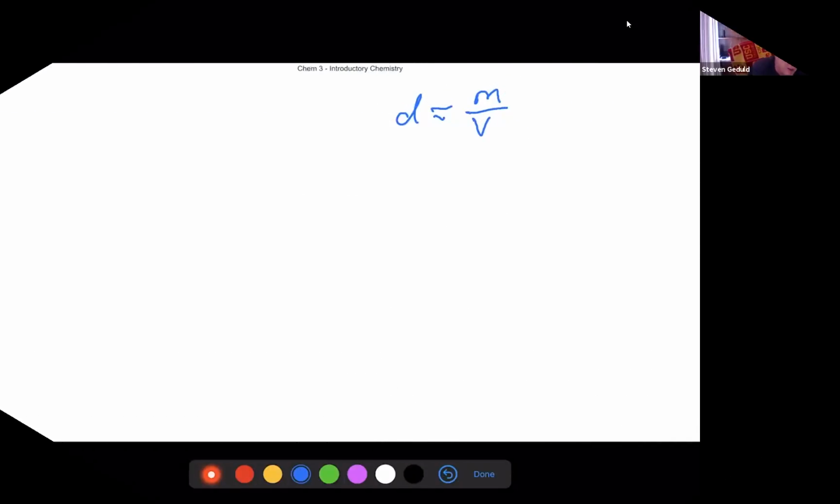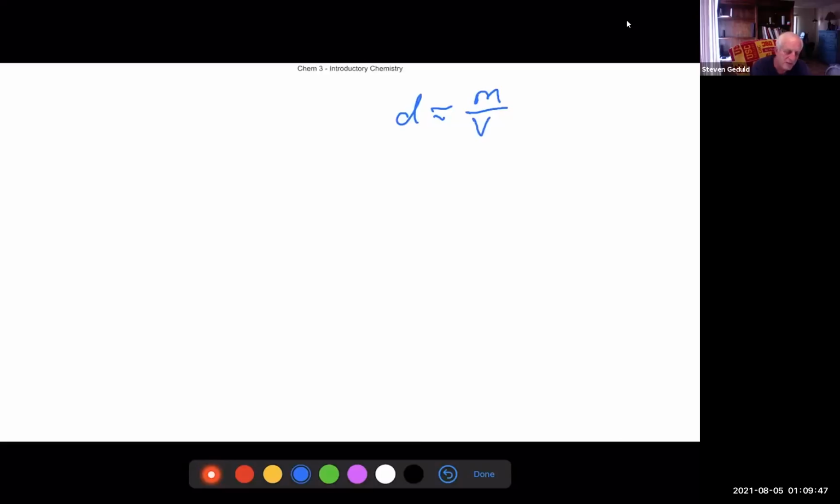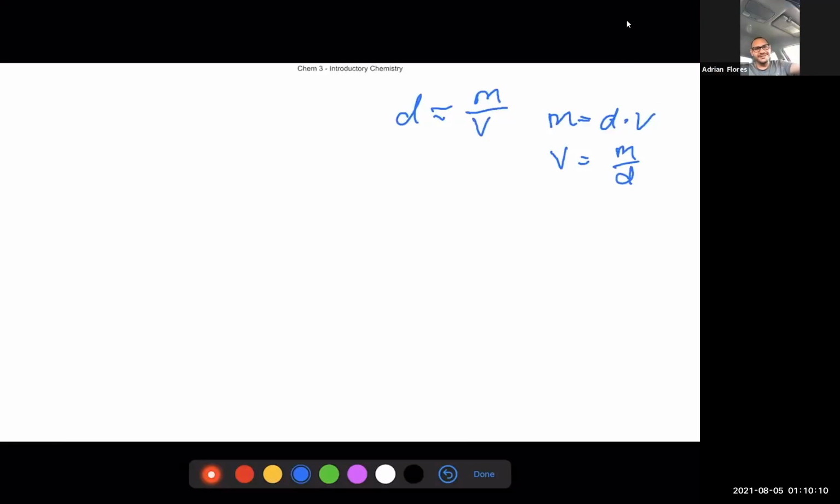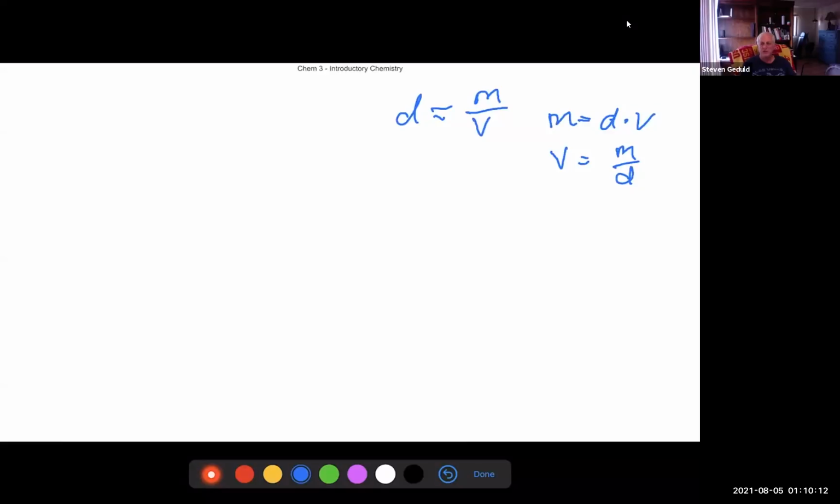Density is mass over volume. So if we're given density and volume, we can solve for mass. By algebraic rearranging, mass is equal to density times volume. If I'm looking for volume, I can say volume is equal to mass divided by density. So no matter what you're given, you can solve for it.